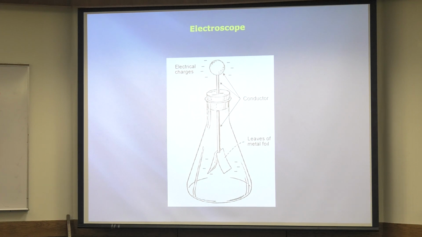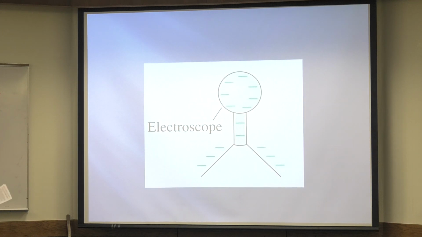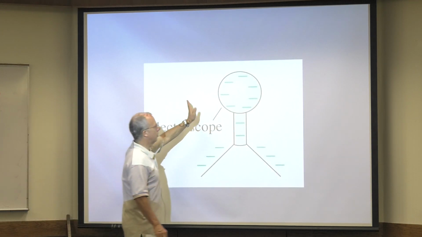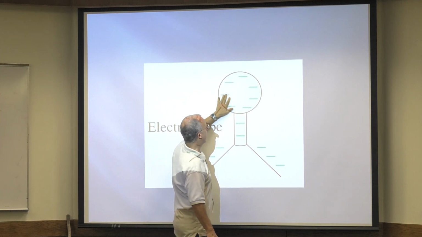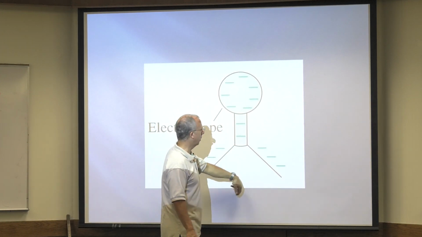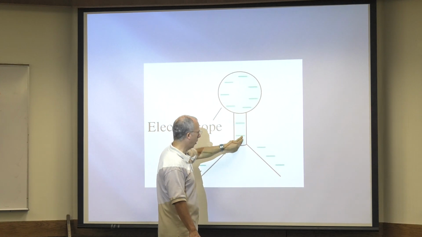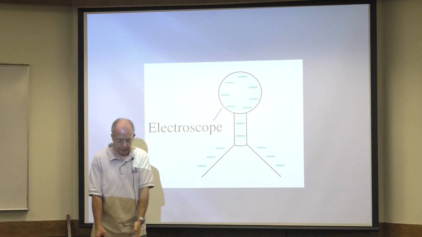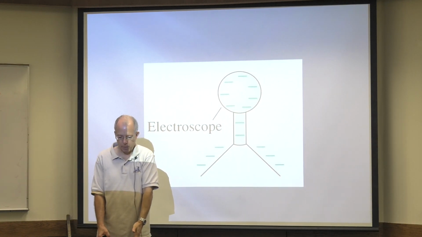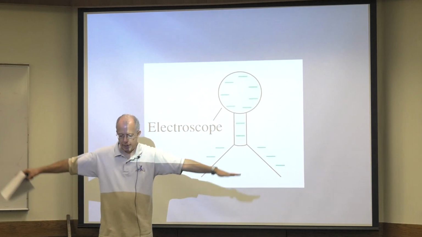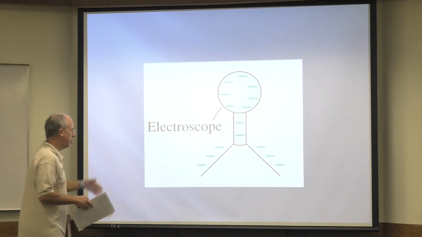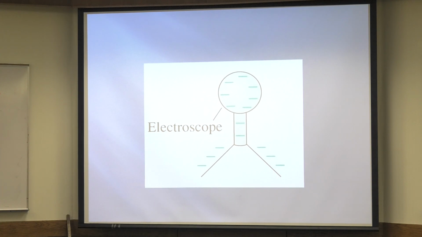So that's the electroscope. Here's the same thing. Again, somehow you charge this negatively. These are all conductors, and so the electrons flow. Initially, the leaves are like this. When they both get charged, they repel, so they go like that. So that's a charged electroscope.